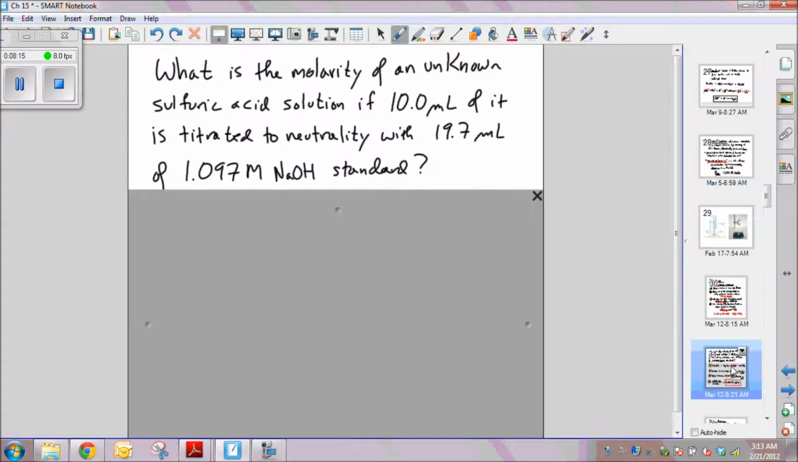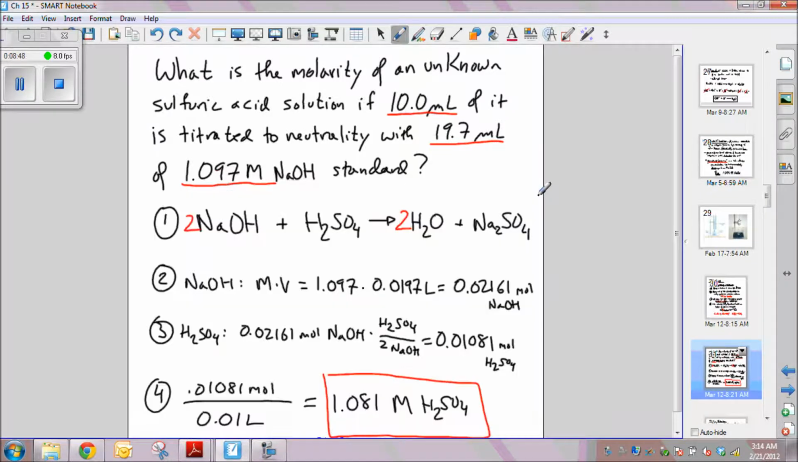titration shown here. So let's say we have an NaOH, a sodium hydroxide standard of molarity 1.07 moles per liter, as shown here. And we have an unknown sulfuric acid solution. We carefully measure out 10 milliliters of that unknown, titrate it to neutrality, and it takes 19.7 milliliters of the sodium hydroxide standard to titrate that to neutrality. We're probably using phenolphthalein as an indicator, which you remember from last week turns bright pink.